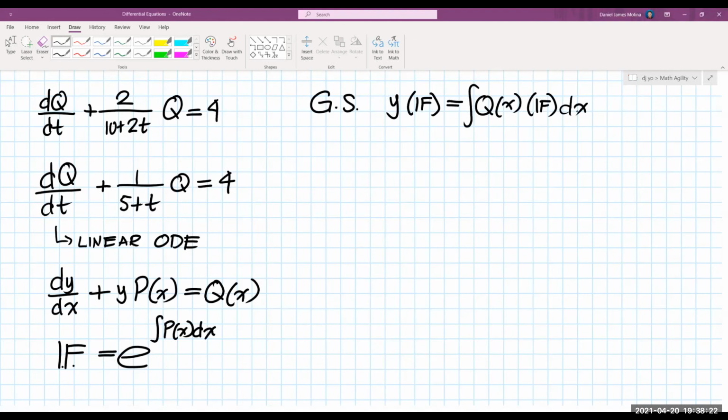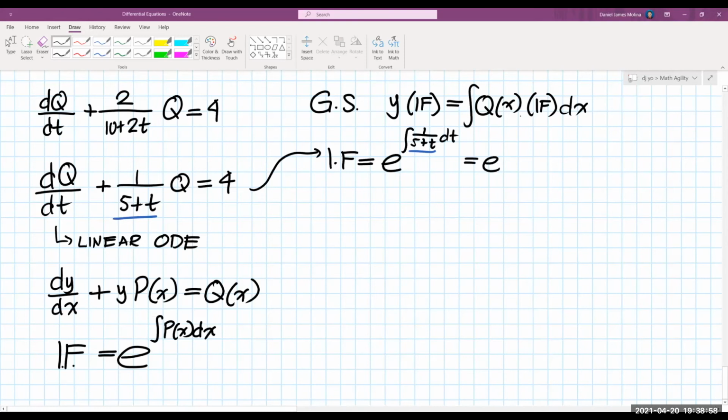So for our problem, we have q and t as our variables. We can actually solve right away for our integrating factor, that is e raised to the integral of 1 over 5 plus t. That is a multiplier for q from our differential equation. So this one, I'll just highlight it. And then with respect to t, we'll disregard the arbitrary constant first.